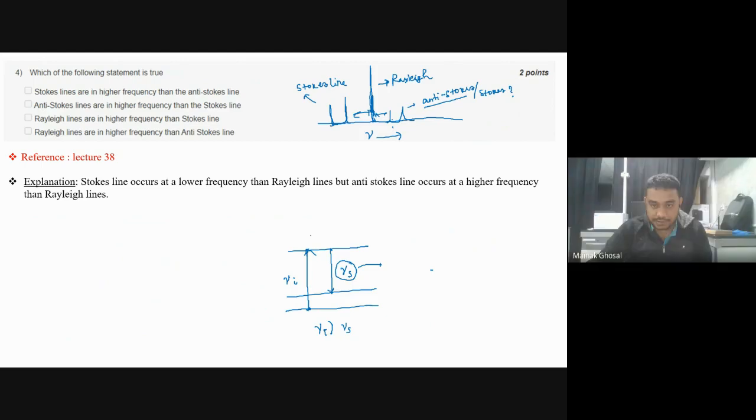So for the Stokes case, nu I is greater than nu s, or inversely, nu s will be less than nu I. The frequency of the Stokes line will be lower than that of the incident light. Since the Rayleigh line comes at the incident light position, your Stokes line will be on the left side of the Rayleigh line, at lower frequency.